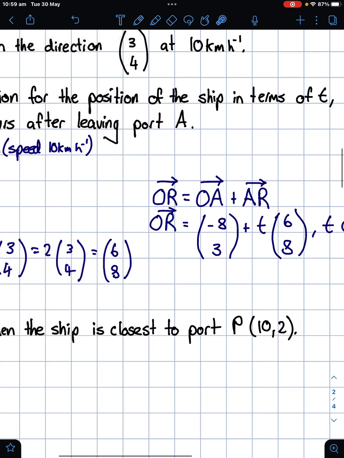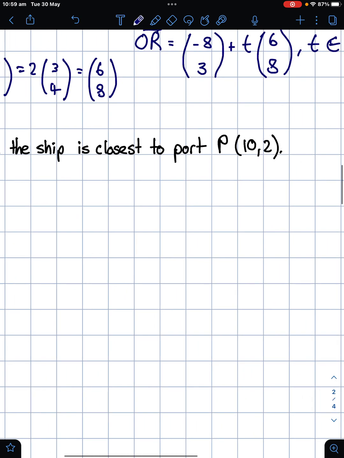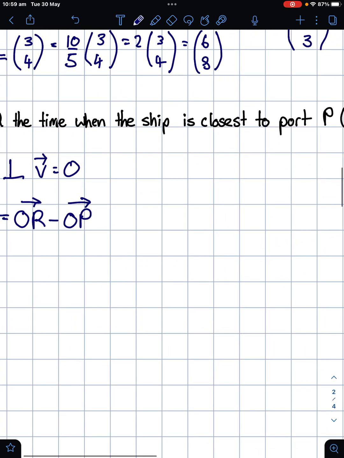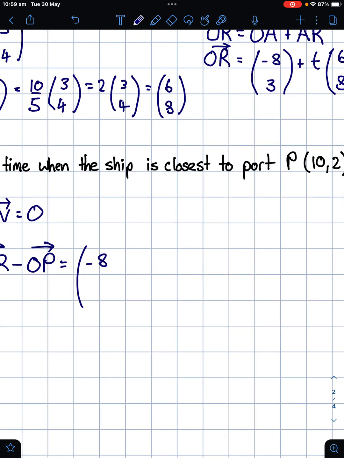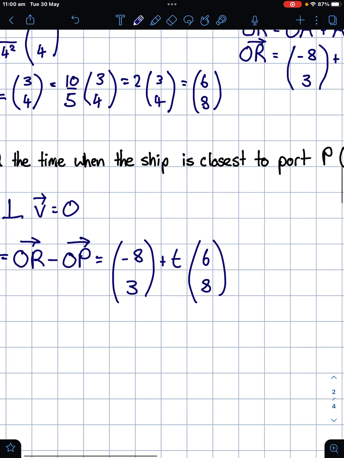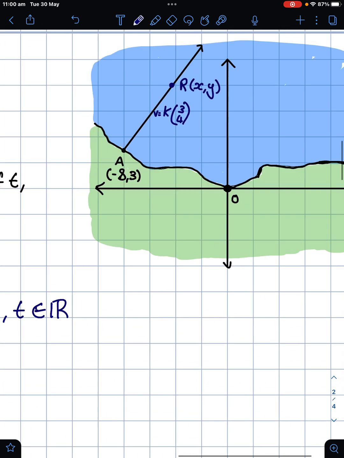So if we consider PR is going to equal O to R minus O to P, which means we've got this coordinate up here, which means we're going to be looking at -8, 3 plus t, 6 and 8. Okay, and then minus O to P, which is 10 and 2.